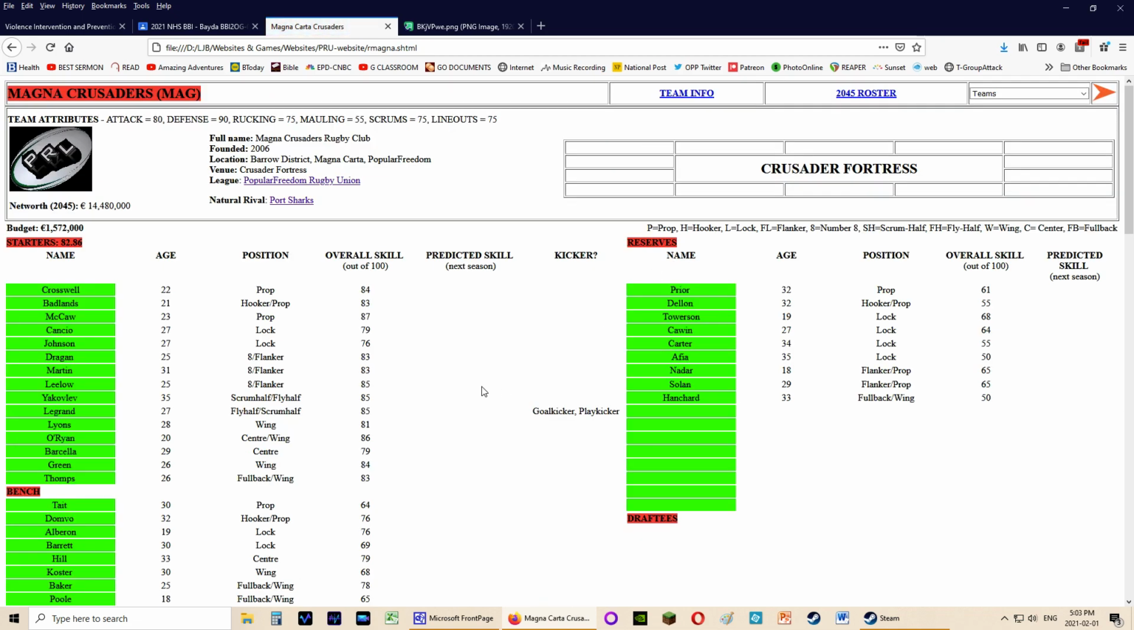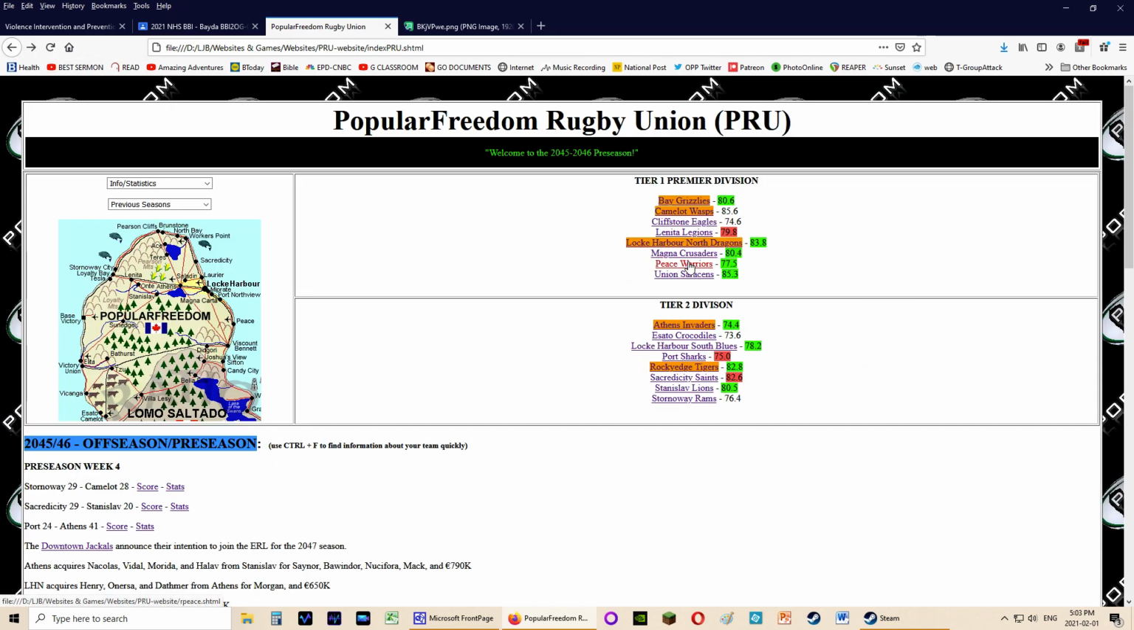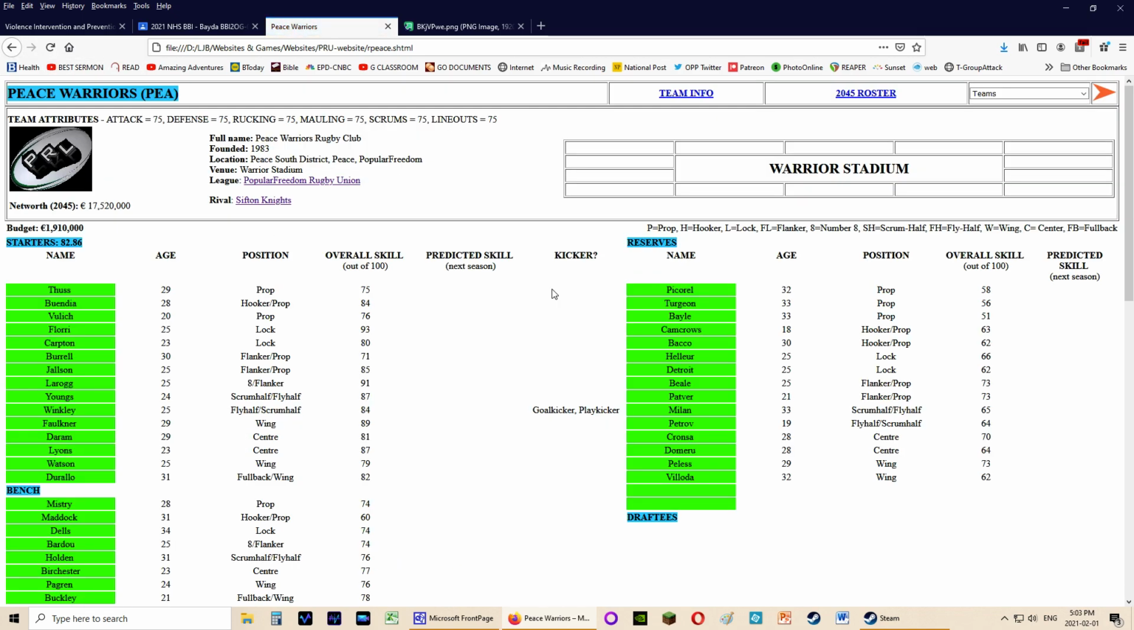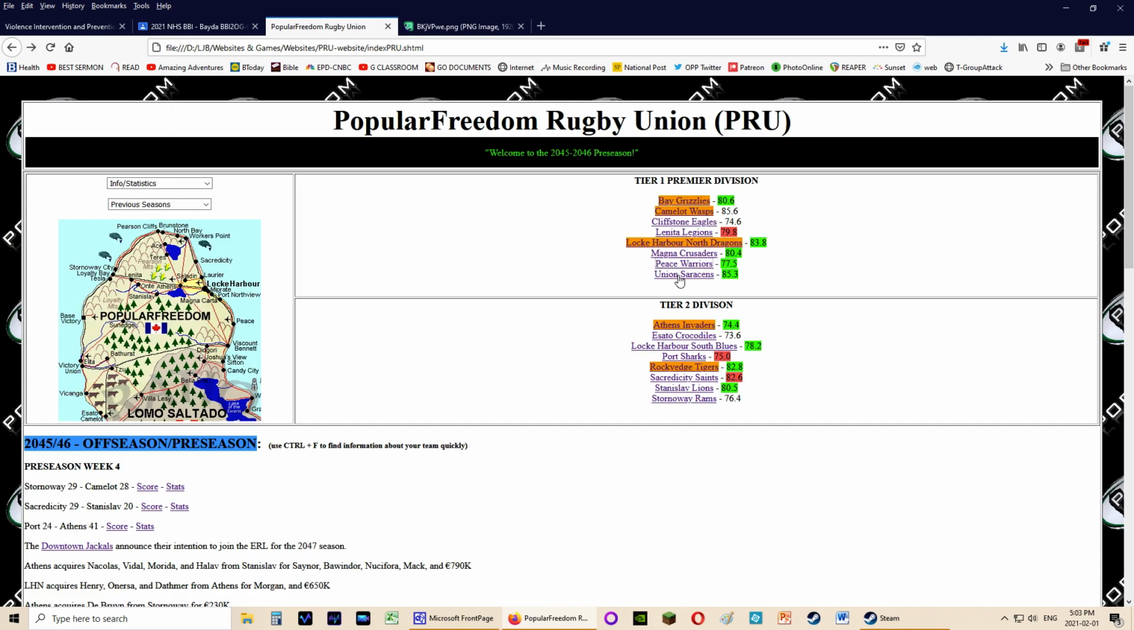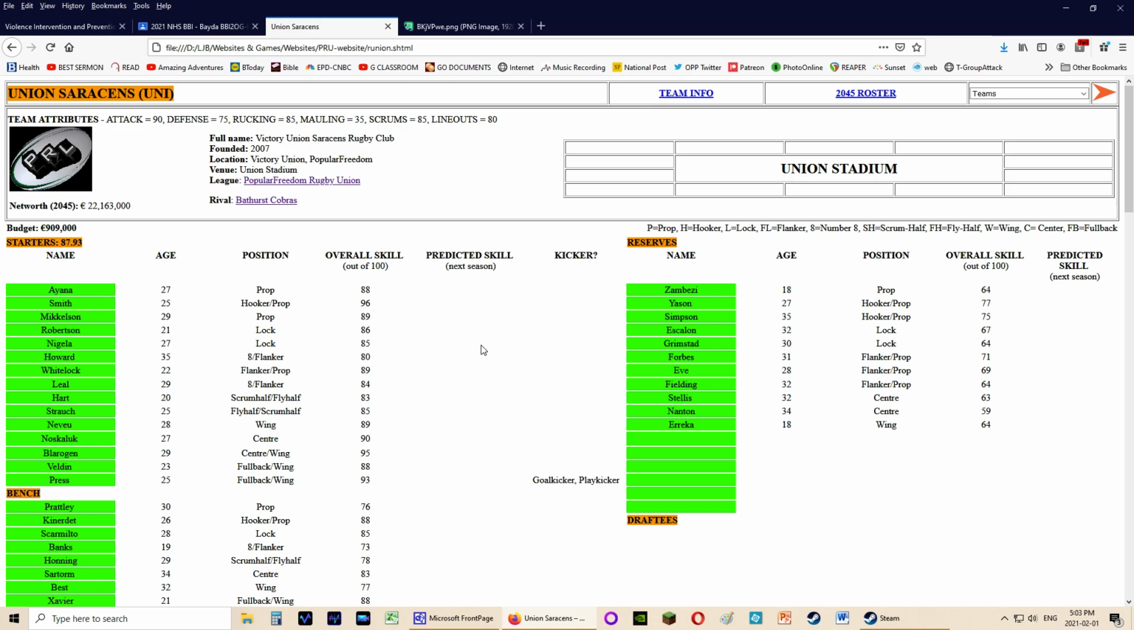This is the Magna Carta Crusaders, the Peace Warriors, the Union Saracens.